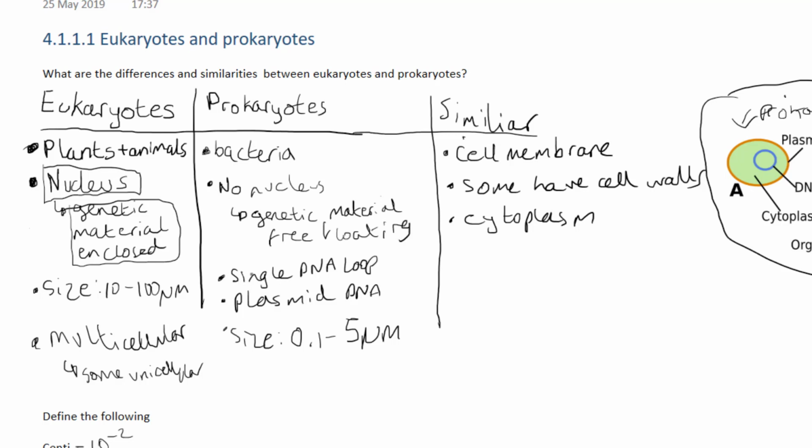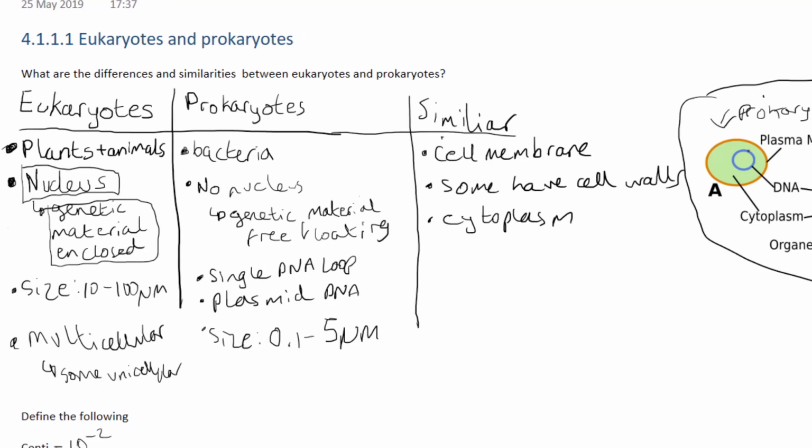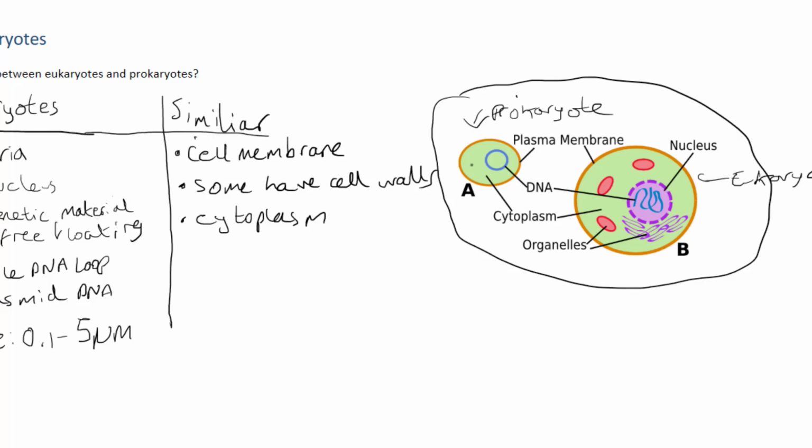They can also have single DNA loops, also known as plasmid DNA. But this DNA can also be free floating, where it will just look like a double stranded DNA that's just there like that, free floating in that cell.